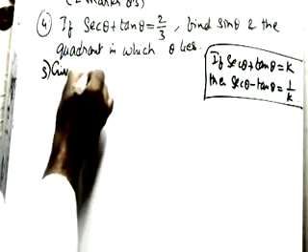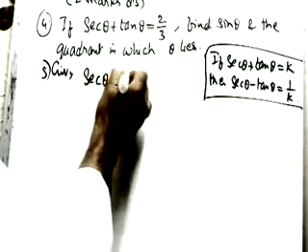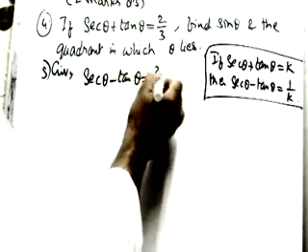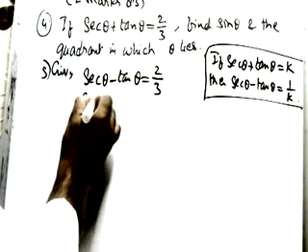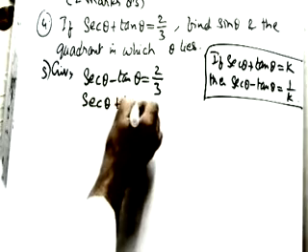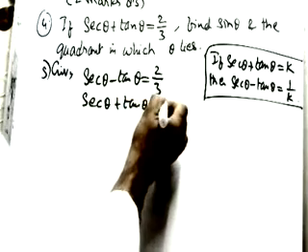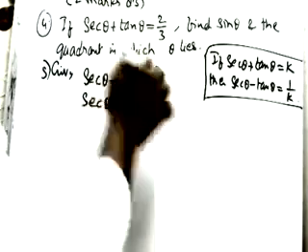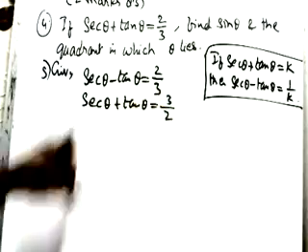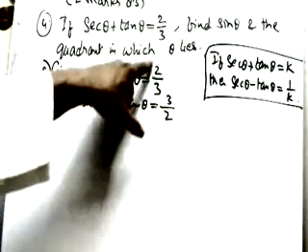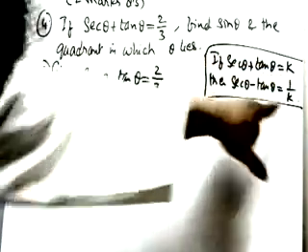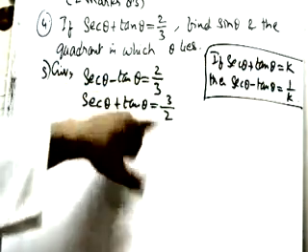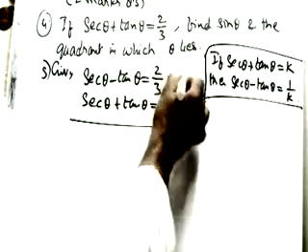Let's use it directly. What is given here? Secant theta minus tan theta equals 2 by 3. Find the value of sine theta and the quadrant in which theta lies. So let me write what secant theta plus tan theta is. Just as I told you, it will be the reciprocal. Secant theta minus tan theta is 2 by 3, then secant theta plus tan theta will be its reciprocal. K's reciprocal is 1 by k, and 2 by 3 reciprocal is 3 by 2.